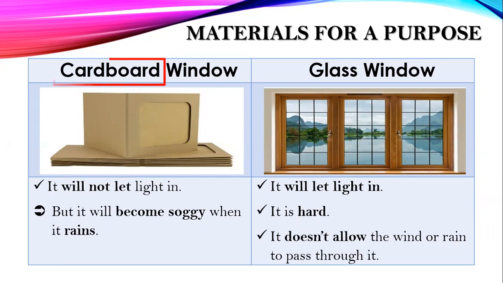If we have a look on the cardboard window, we will find out that it's opaque and will not pass any light. But if it rains outside, the cardboard window will become soggy or wet, and of course, it will break down. So cardboard is not a suitable material for making windows.